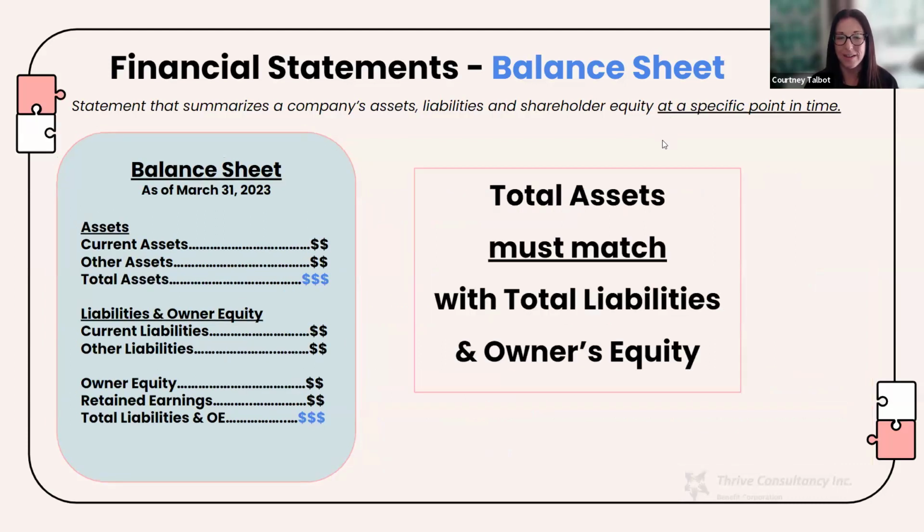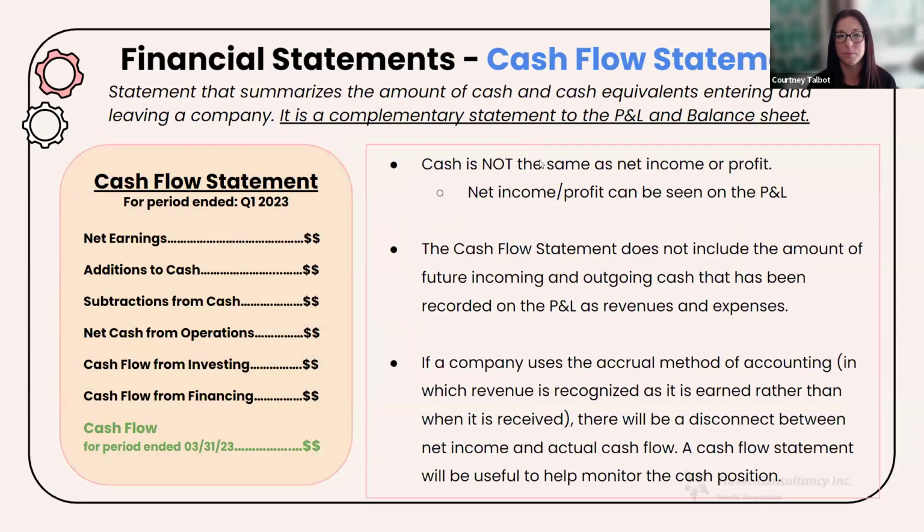One more reminder, for our balance sheet, total assets must match with the total liabilities and owner equity total. If your balance sheet does not balance, you have an issue somewhere. Okay, let's move on to the cash flow statement.